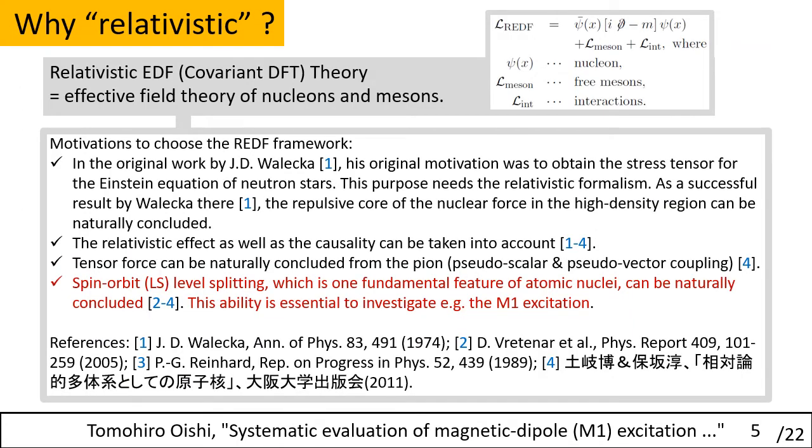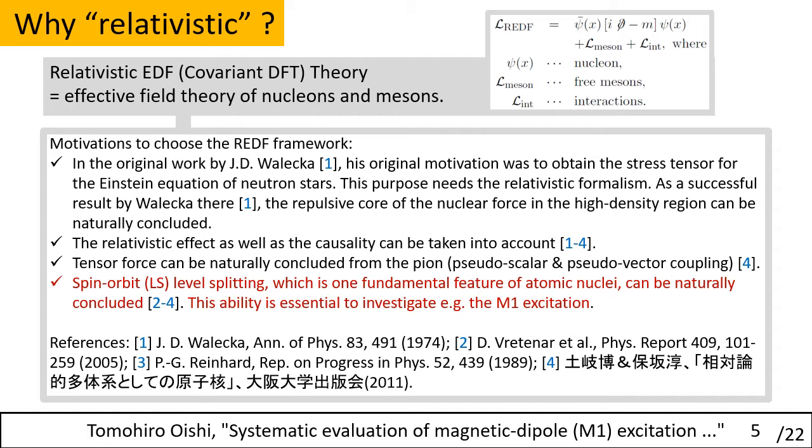Why do we choose the relativistic version of the EDF theory? This theory is an effective field theory including nucleons, mesons, and their couplings. And here I briefly summarize the motivations to choose the relativistic EDF framework. Many points are listed here, but I emphasize the final point, that is spin-orbit splitting.